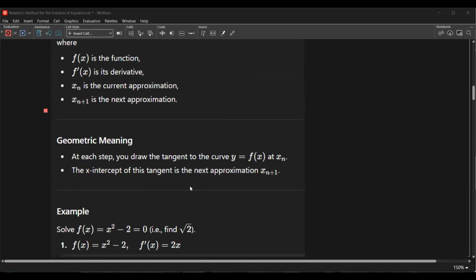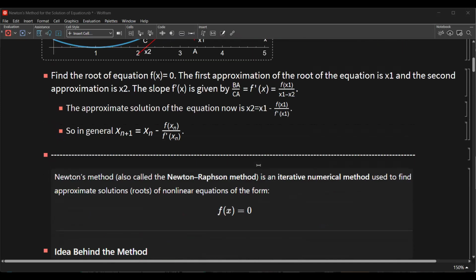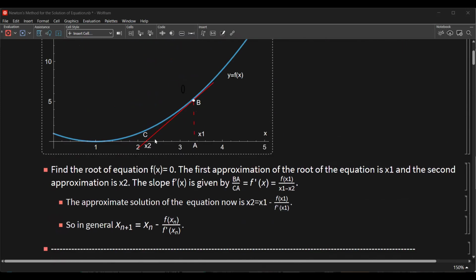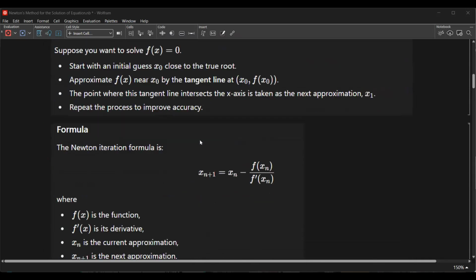And we have the geometric meaning here. At each step, you draw the tangent to the curve y equal to f of x at x sub n. The x-intercept of this tangent is the next approximation, x sub n plus 1. So x sub n plus 1 here is equal to x sub 2 here, and our x sub n here is equal to x sub 1.